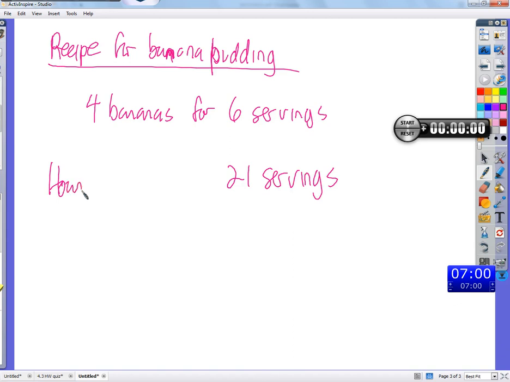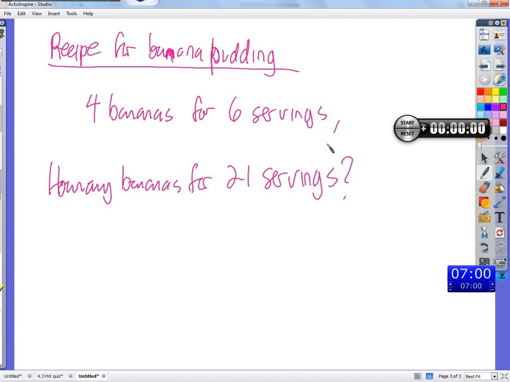So how many bananas? Four. 21 servings. It doesn't take a whole lot to figure it out. Sure. Pressed you for it, you could give me the answer. There is an advantage to structuring it in a similar way each time we approach a problem like this.